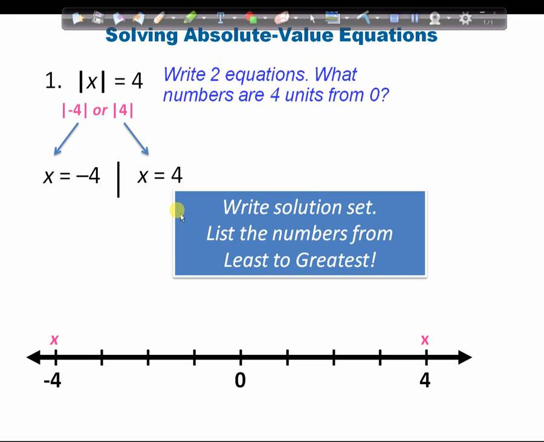We're going to write a solution set to list the numbers least to greatest. Solution set says that we need these braces. Okay, I like to call them squigglies because it's much more fun to say. So you're going to put your -4 and your +4 in the squigglies from least to greatest. So the -4 is going to come first and then the +4. So our answers to the absolute value of x equals 4 are -4 and +4.